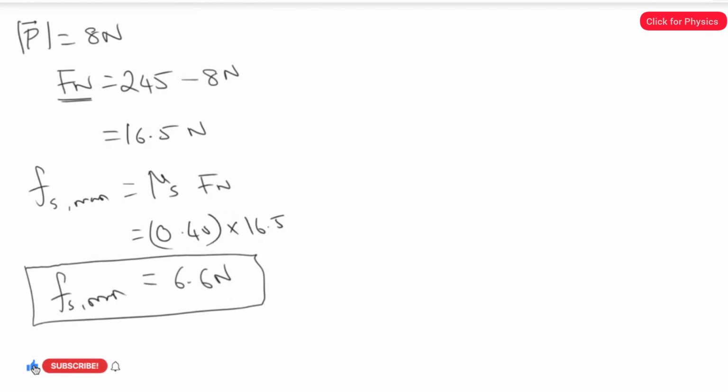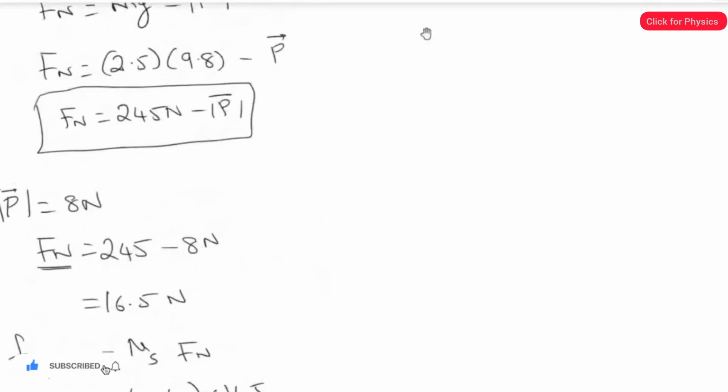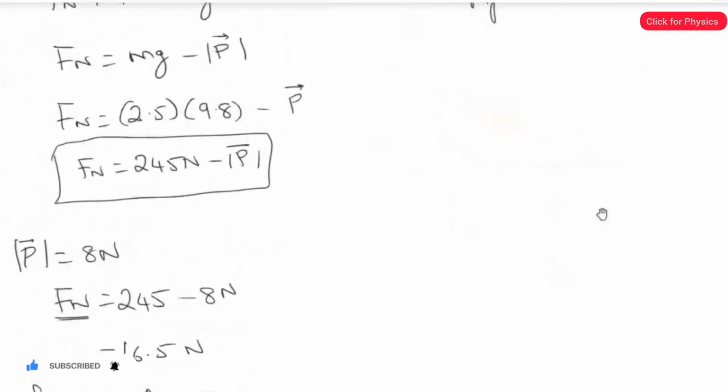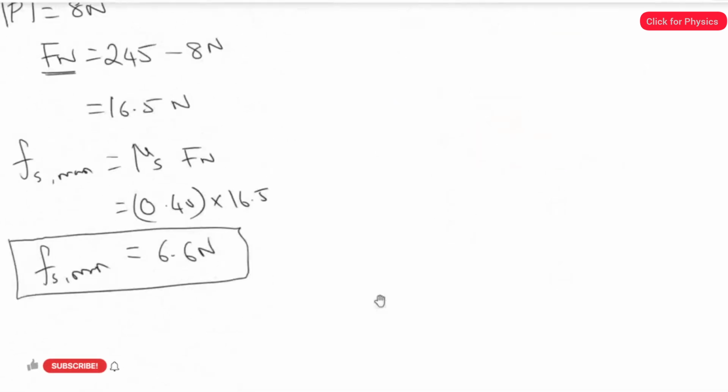Now you can compare this value with the horizontal force. So you have to go back to the figure. You can see our horizontal force magnitude is given as 6 Newton, but our maximum static frictional force is 6.6. So which one is greater? Our static frictional force is greater. So that means if the maximum static frictional force is greater than the applied force, which is our horizontal force, the object will not be moved.